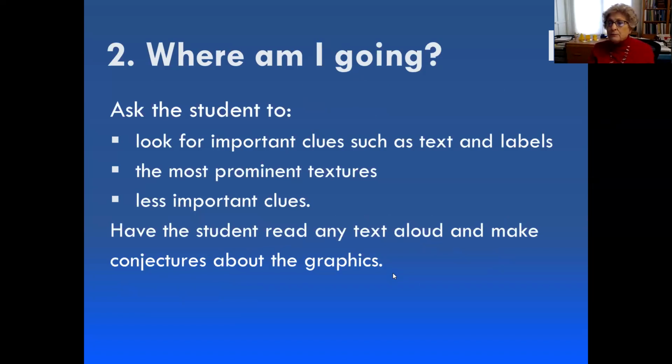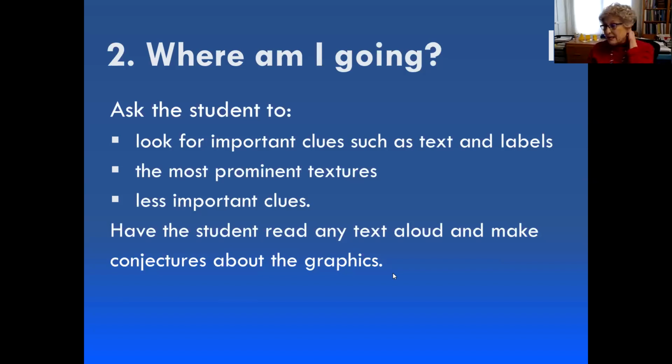So you want to ask them to look for important clues like text and labels that are on the graphic. And again, the most important, the most prominent textures. And then less important clues. They may find that there are a number of different kinds of lines. So they might say, okay, this one's big and rough, and this one's fat, but it's smooth, and this one's skinny, tiny, a lead line to something or other. But they'll look for the less important clues.